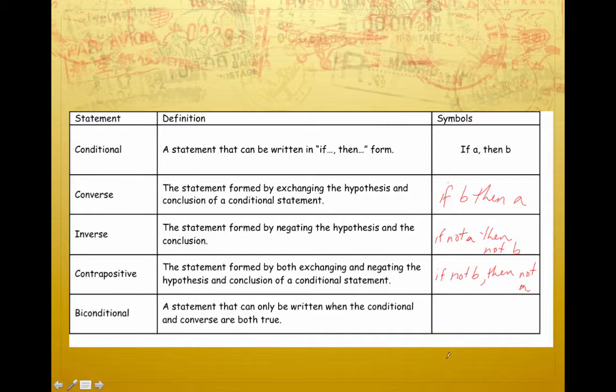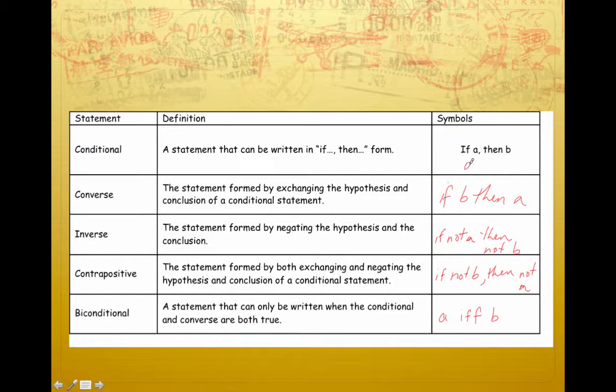So in the previous example, if you're not a human, then you're not a woman, which is true. And a biconditional statement is one where both directions are true. So if A, then B, and if B, then A. And it's stated A, if and only if, which is usually just IFF, B. So this means A if B, so B implies A, and A only if B, so A implies B.